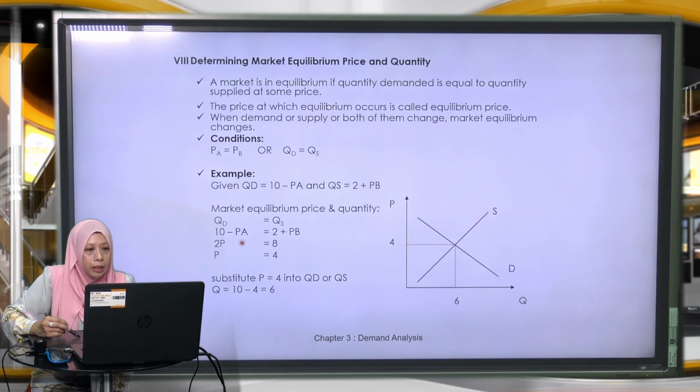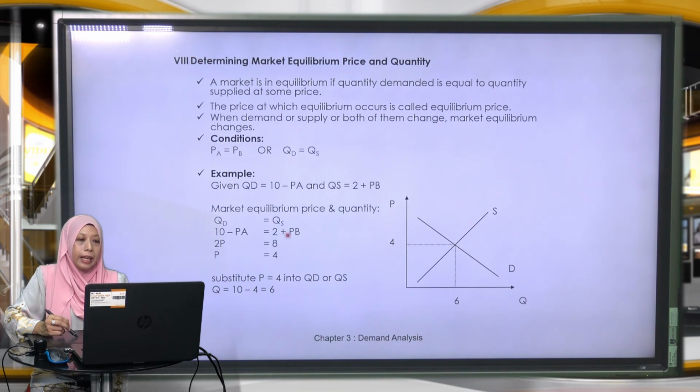What you need to do is bring P to one side and the figures to the other side. When you bring P to the other side, you're going to have 2 P's, so that's how you get 2P. The numbers you bring to the other side, so they become negative, and you end up getting 8. When you simplify it further, you get price equals 4.